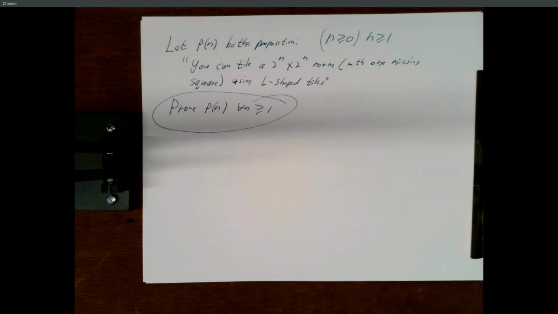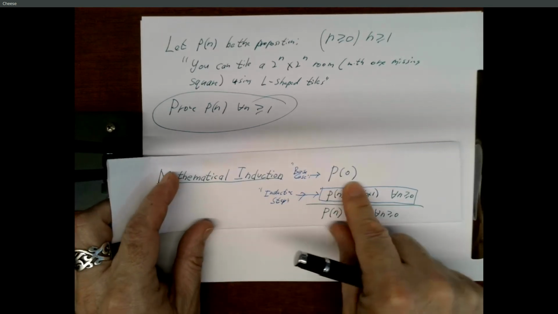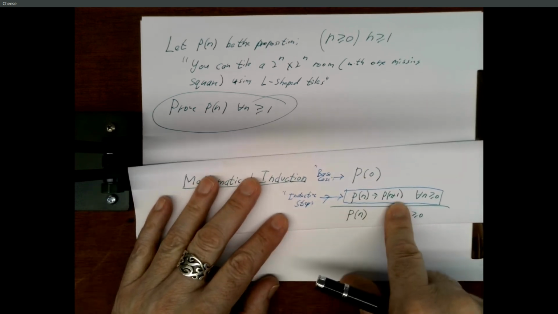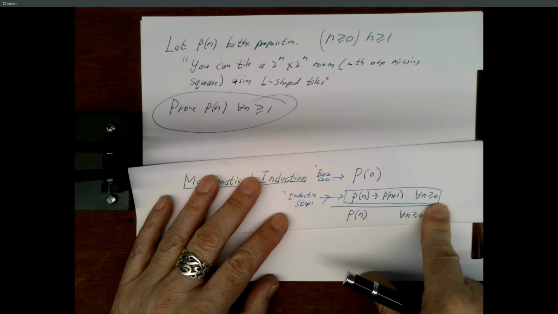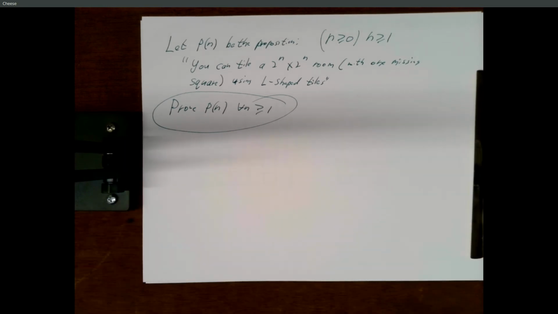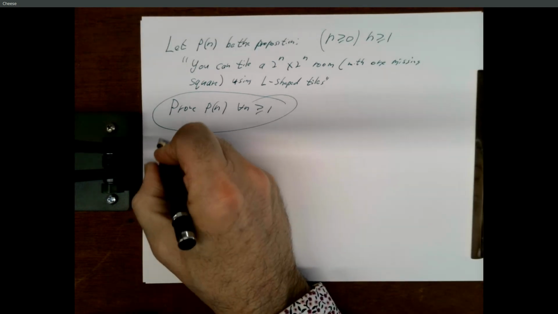Okay, well, if we want to use mathematical induction, we need to do the following. We need to prove our base case. We're going to prove P of 1, and then prove P of n implies P of n plus 1 for all n bigger than or equal to 1, and we'll conclude P of n for all n bigger than or equal to 1. So we need to prove a base case.